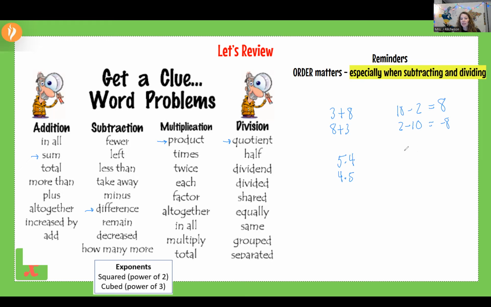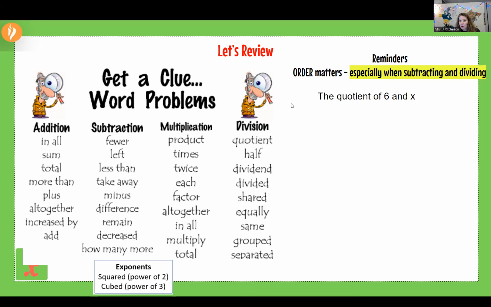Same thing with division. If I divide, I don't know, 20 by 2, I'm not going to get the same as if I divide 2 by 20. I would get 1/10. Okie dokie. So be careful, especially when you're subtracting and dividing. If you get the wrong order, you could miss the problem.